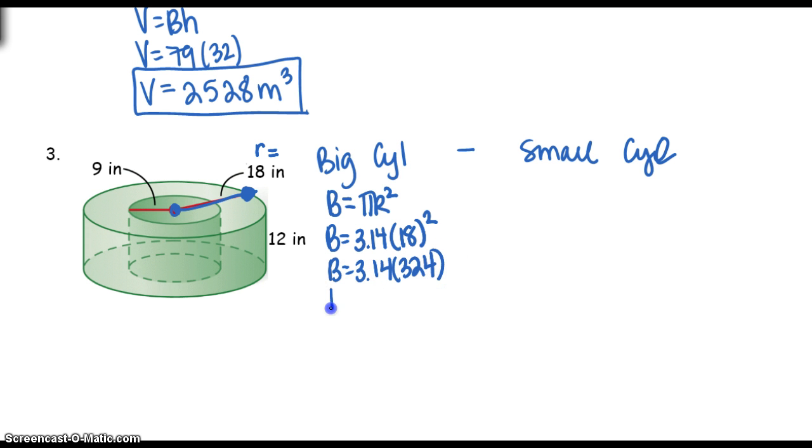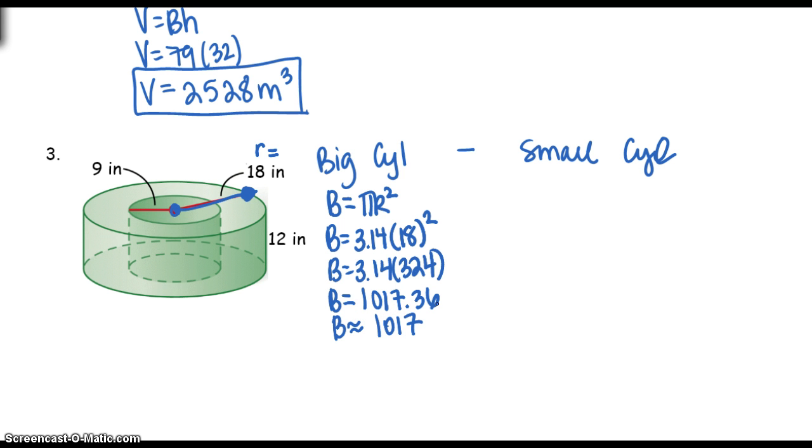And when I multiply those into the calculator, I end up getting 1017.36. But we're going to round to the nearest whole number. So that's going to be approximately 1017.